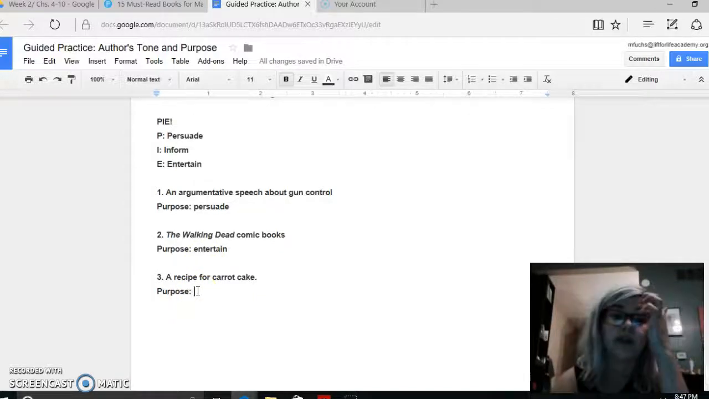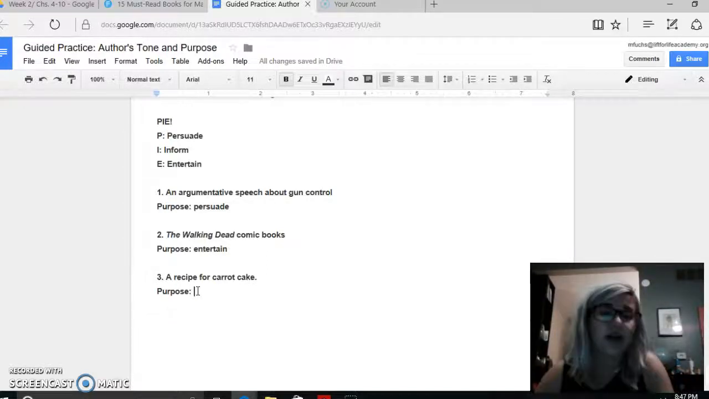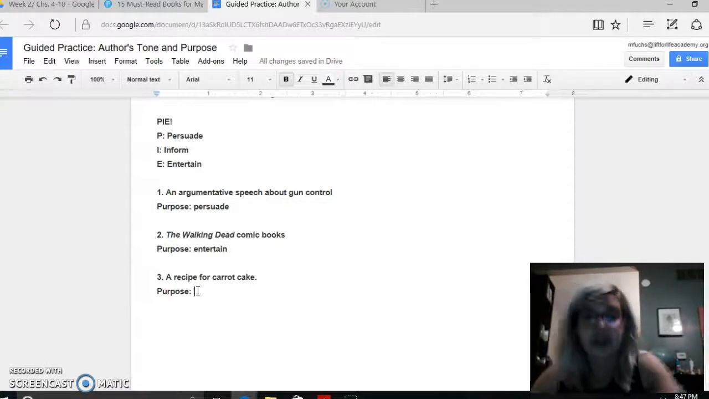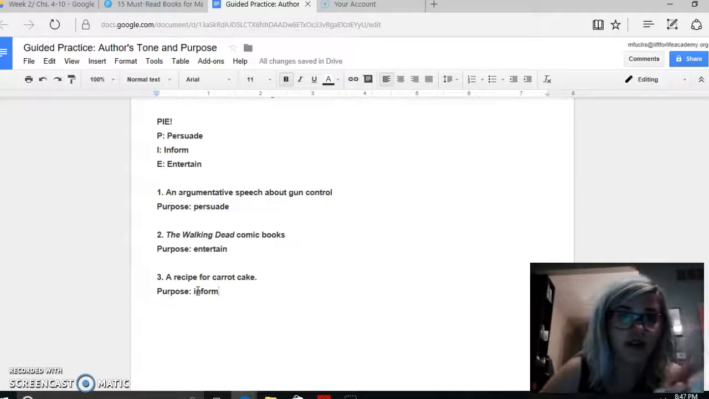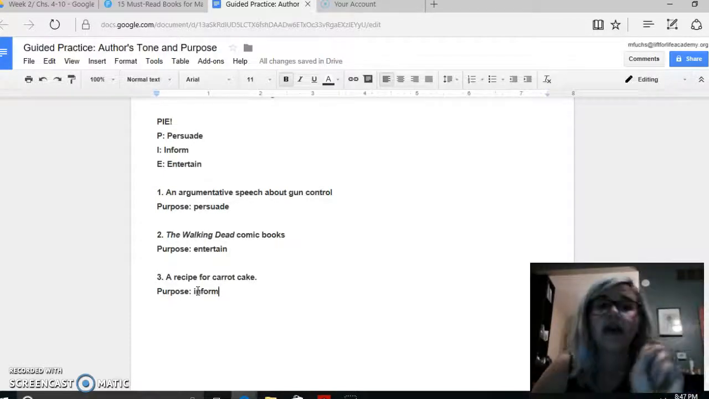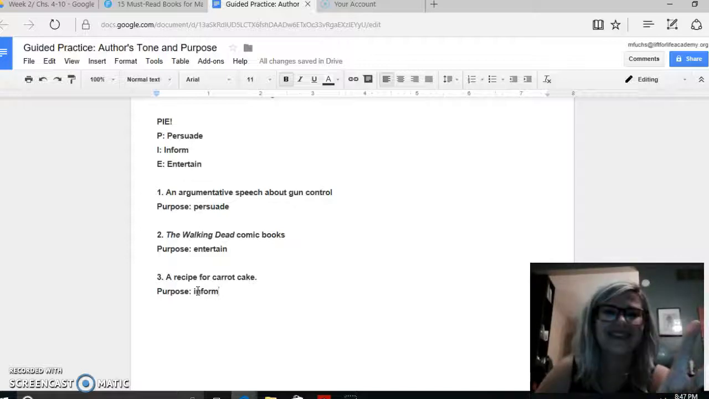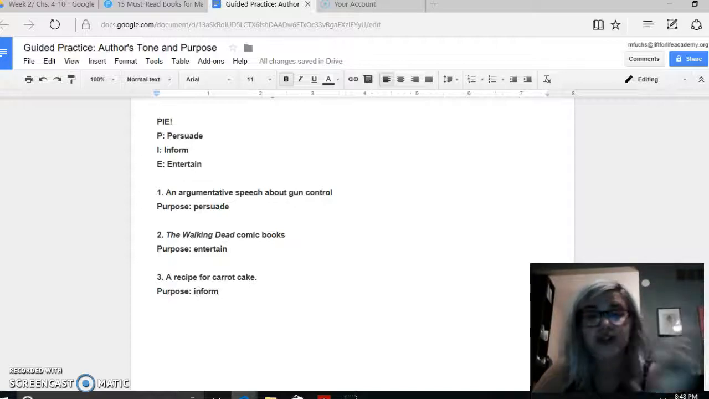And then finally, a recipe for carrot cake. I don't know any recipe that is like persuading or arguing with me. Nor do I find reading a bunch of recipes to be just endlessly entertaining and fascinating. So clearly, the purpose of this is to inform us. Okay? So again, author's tone, their feeling or attitude about the topic. And when we think about author's purpose, we want to think about pie. Persuade, inform, entertain. Okay?